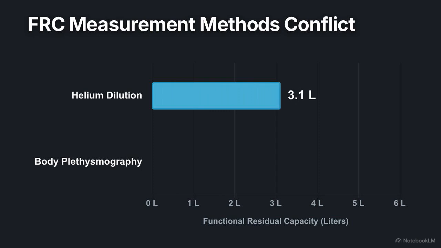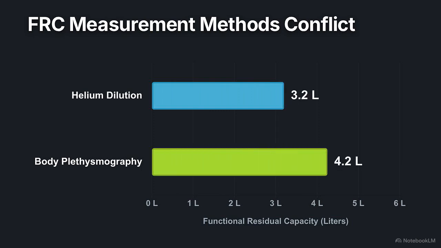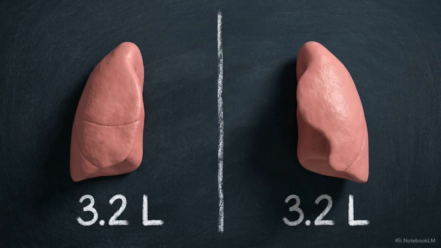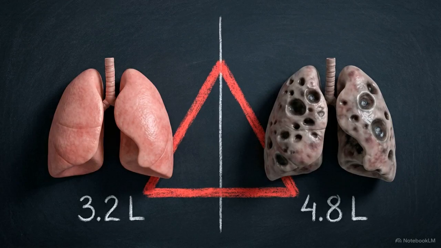First, a helium dilution test returns an FRC of 3.2 liters. Then, body plethysmography is run on the same patient, returning an FRC of 4.8 liters. That leaves a massive discrepancy of 1.6 liters. In a healthy patient, these two tests will yield the exact same FRC value down to the decimal. Here, they are returning dangerously conflicting volumes for the exact same pair of lungs.